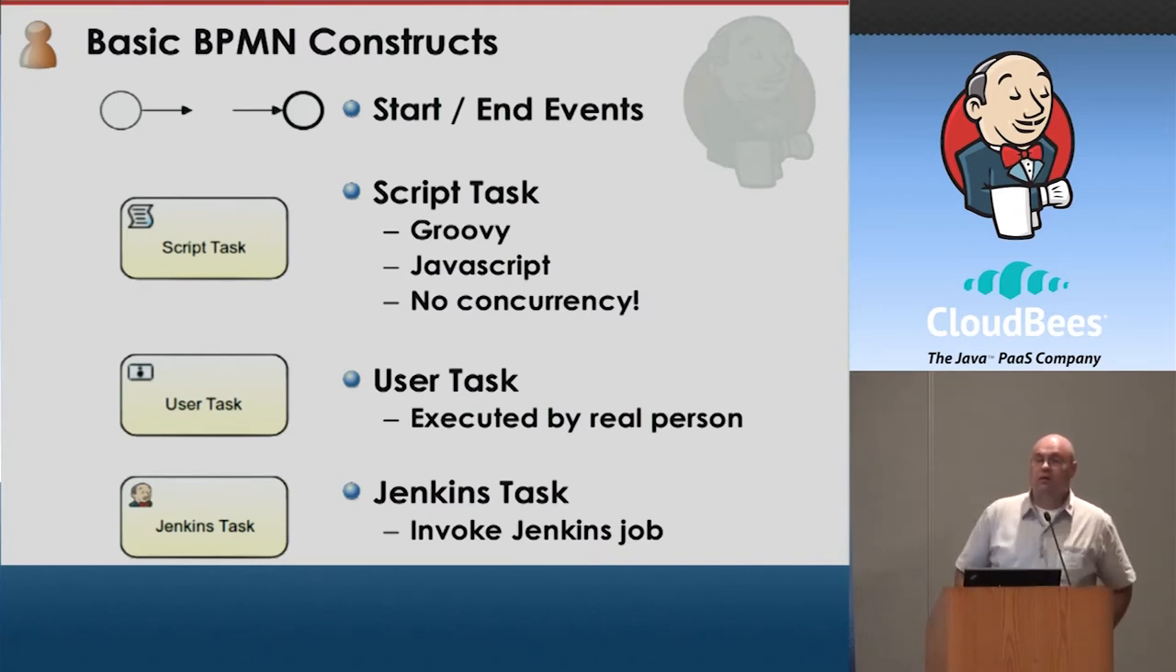The user task is really interesting because it allows you to involve an actual human actor. If a human needs to do something, a user task would be used in the workflow. And then there is the Jenkins task, which I have added to the Activiti set of tasks. It's used to invoke a Jenkins job, and a Jenkins task will remain active until that job is finished.